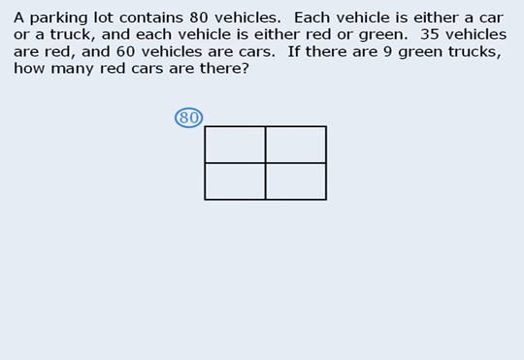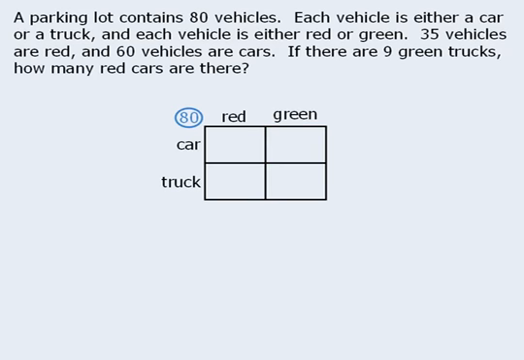Now one of our two features is vehicle type. So in the two boxes in the top row, we'll place cars, and in the two boxes in the bottom row, we'll place trucks. The other feature is color. So in the two boxes in the left-hand column, we'll place red vehicles, and in the two boxes in the right-hand column, we'll place green vehicles.